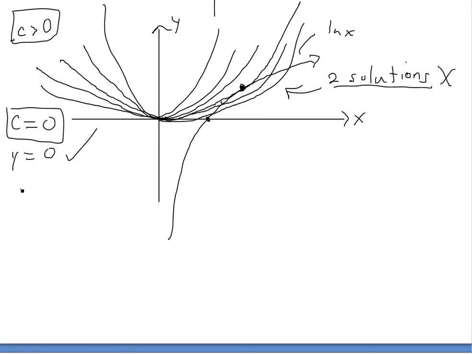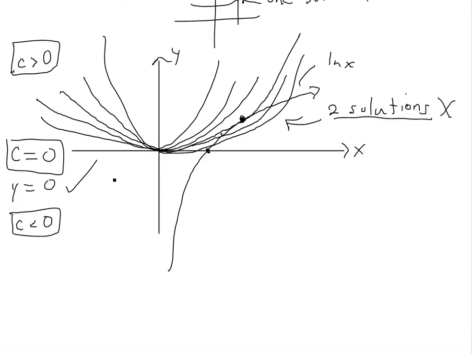And the last case is when c is less than 0. If you were to draw it, it's going to be the same as this one, except it's going to be flipped upside down.